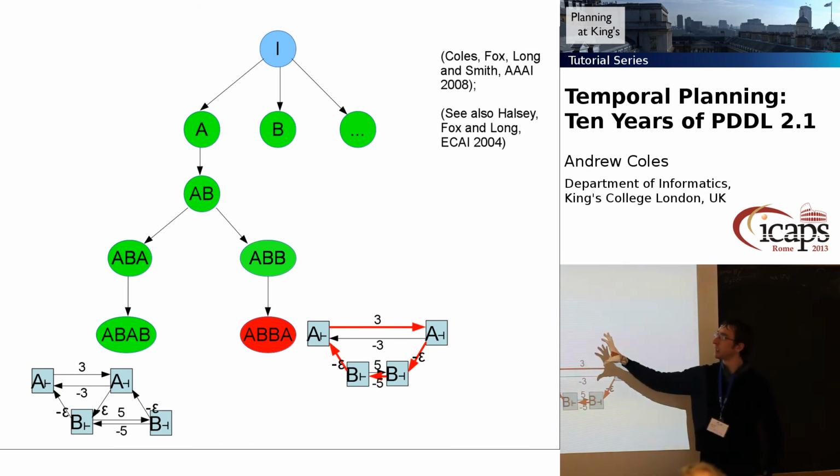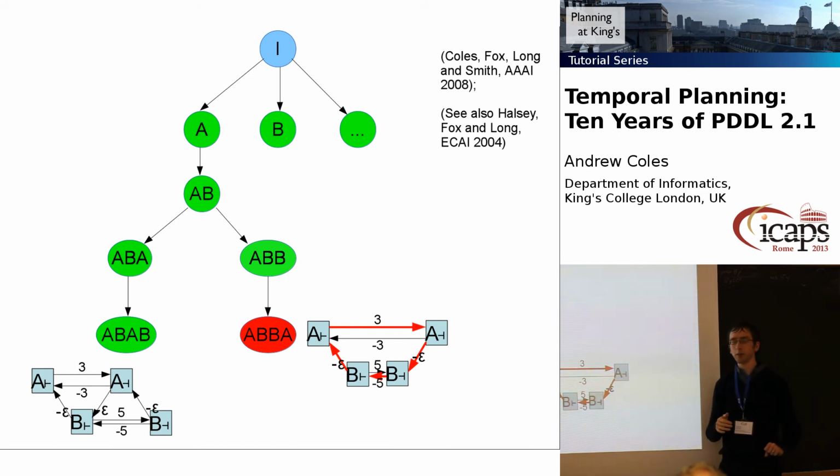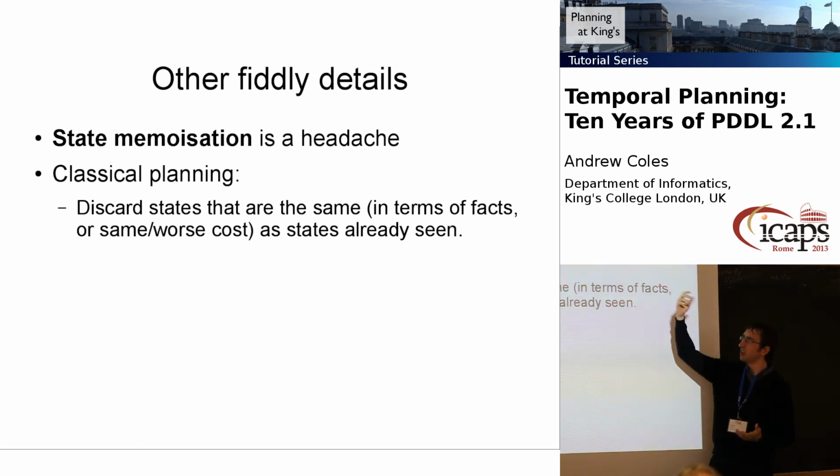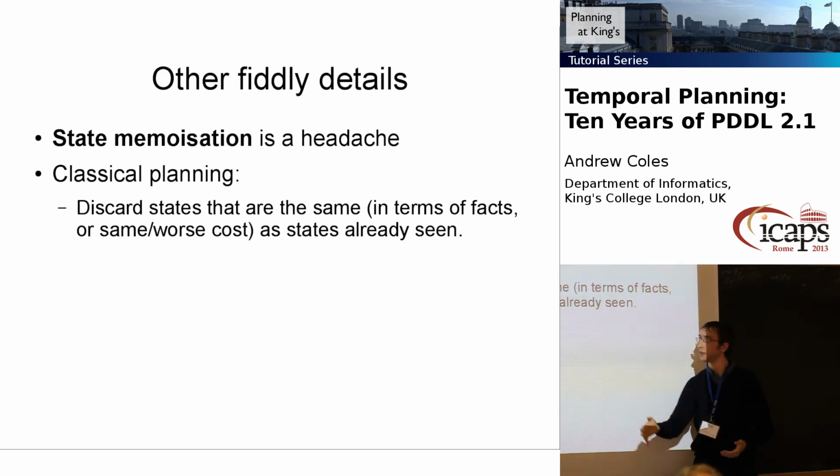Now this kind of leads me on to my next point. Show of hands, who in this room has written a forward-chaining classical planner or worked with Fast Downward or FF or something like that? Okay, that's good. So one of the things you do in forward-chaining classical planning is this thing called state memoization, where if you reach a state with the same facts as a state you've already seen, you can prune it because you've already considered that option before. If you're doing cost minimization, you might have to go a bit further to say, if I see a state I've seen before, and now it has the same or worse cost, then I can disregard it.